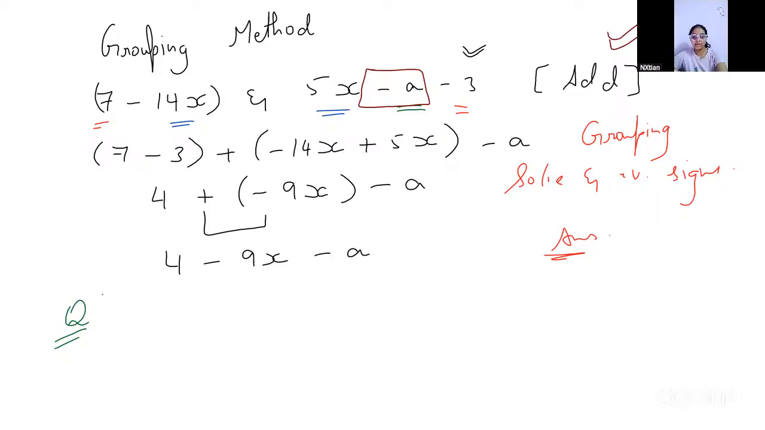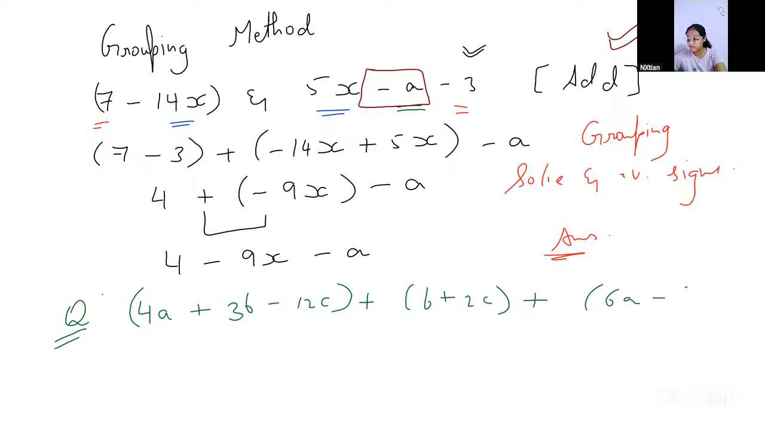What I just said is that I'm going to give you a different question: a plus 3b minus 12c plus b plus 2c plus 6a minus c. Try to solve it by grouping method.